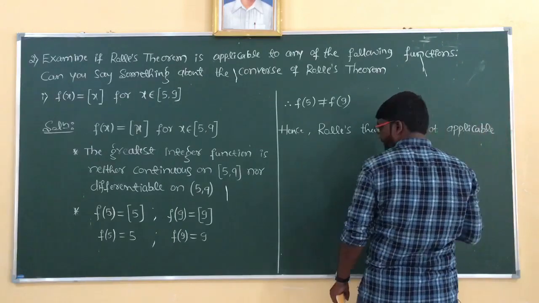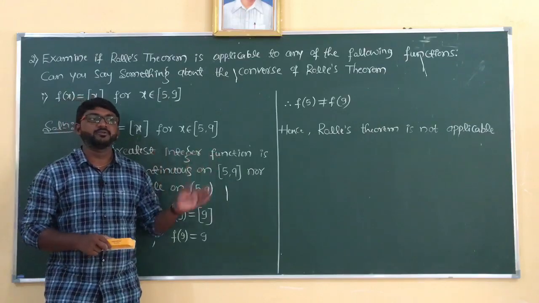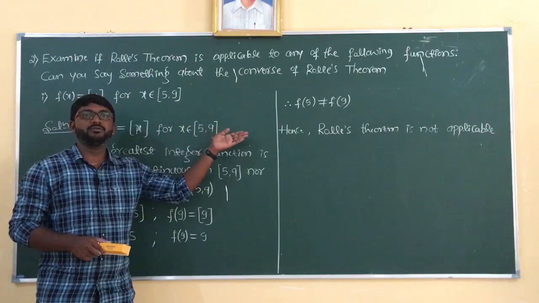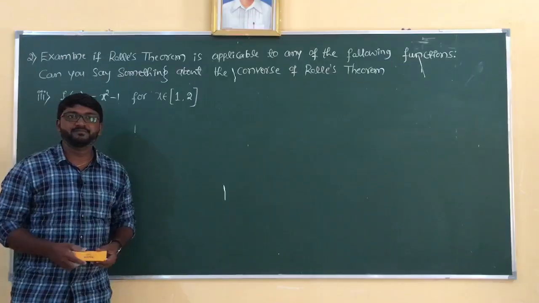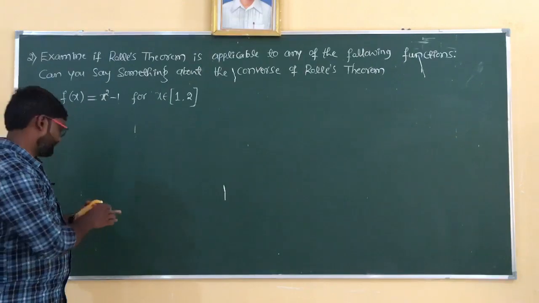Rolle's theorem is not applicable. So this is all about the first sub question of the second main question. Similarly, you will have to solve Roman number 2, then I will go for Roman number 3. Well, so let us solve Roman number 3. So see here.